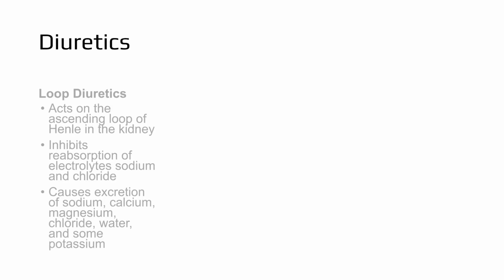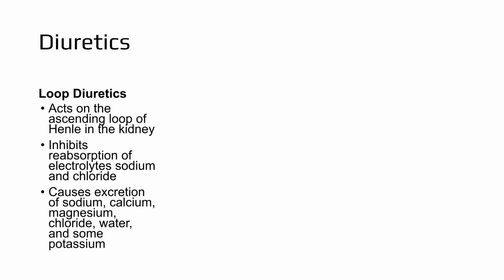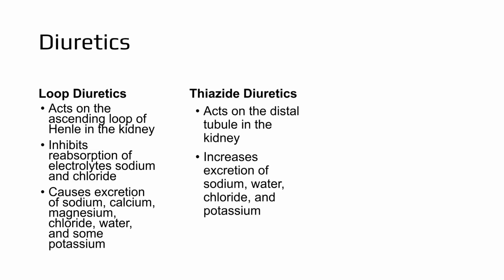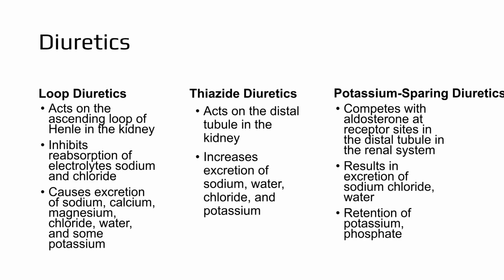We will focus on three main types of diuretics. Loop diuretics inhibit electrolyte reabsorption in the loop of Henle. Thiazide diuretics act on the distal tubule. Potassium-sparing diuretics compete with aldosterone at receptor sites, retaining potassium and phosphate.